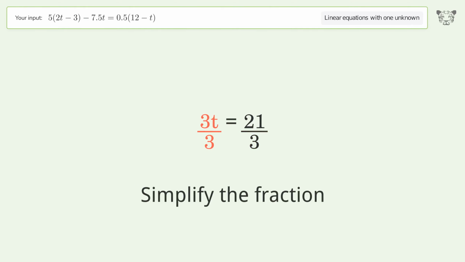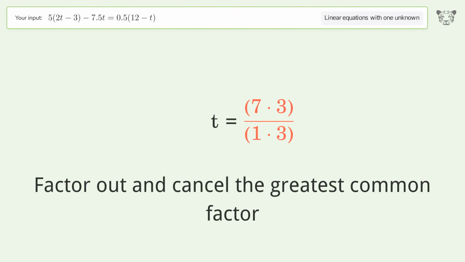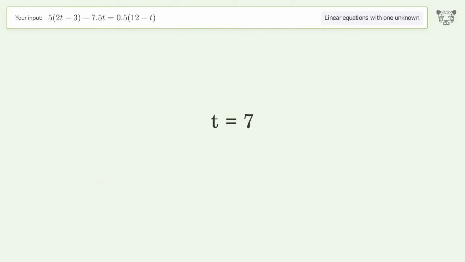Simplify the fraction. Find the greatest common factor of the numerator and denominator. Factor out and cancel the greatest common factor. And so the final result is t equals 7.